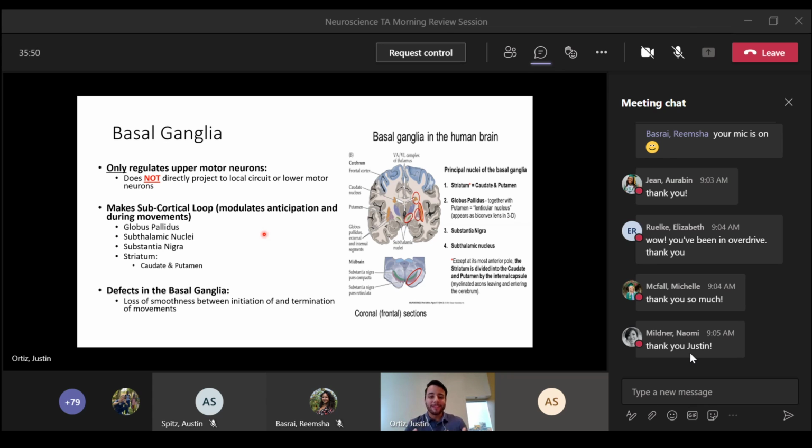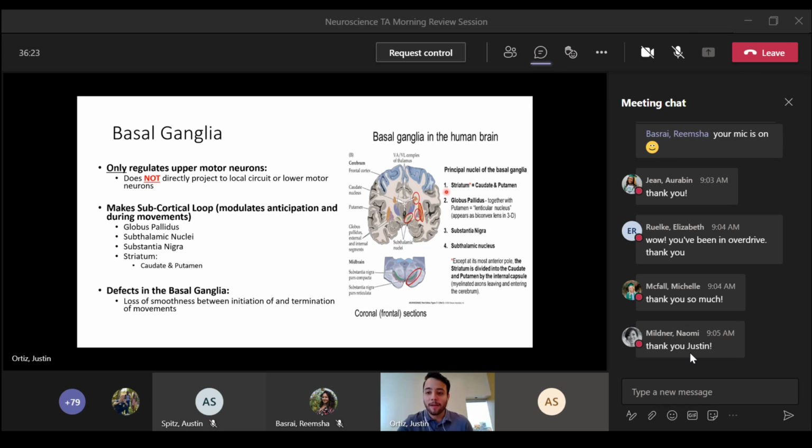The basal ganglia only connects to the upper motor neurons, so it's only regulating upper motor neurons. It doesn't connect to the lower motor neurons and the lower circuits that actually move the arms and the body. It's kind of just like the cerebellum, which is also only going to regulate the upper motor neurons, and we'll talk about that in the next lecture. The basal ganglia is important for the smoothness of our movement, stopping and going and being able to be really smooth with our movements. That's the main importance of the basal ganglia.